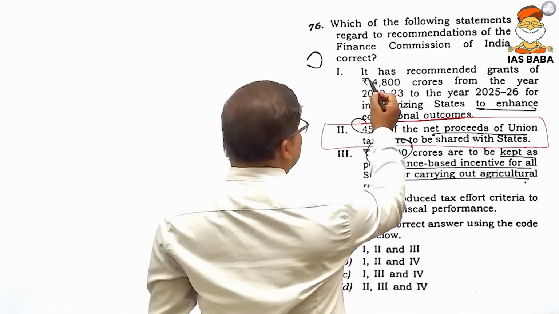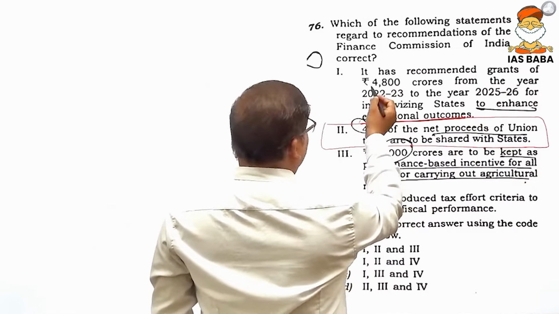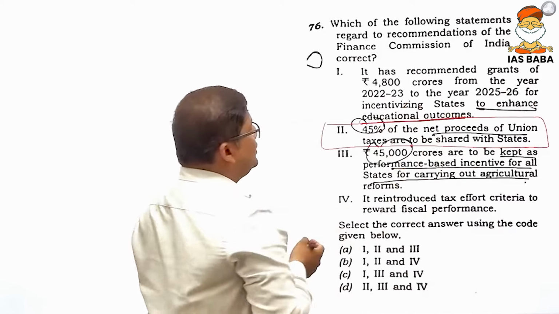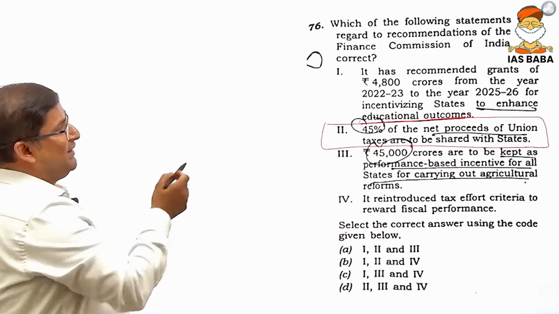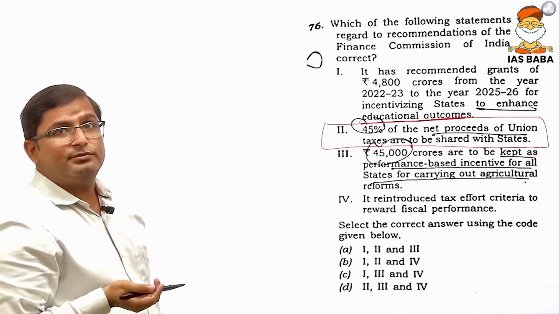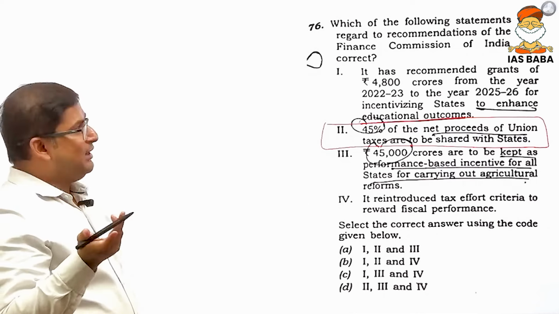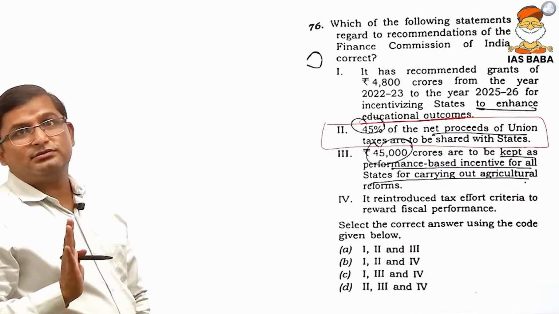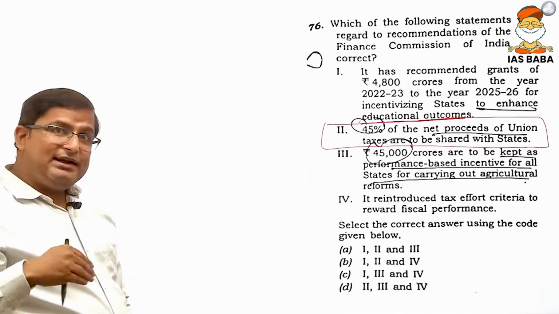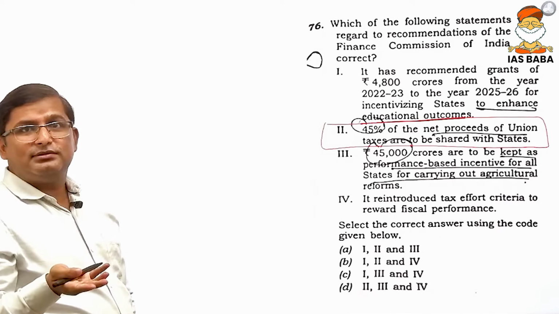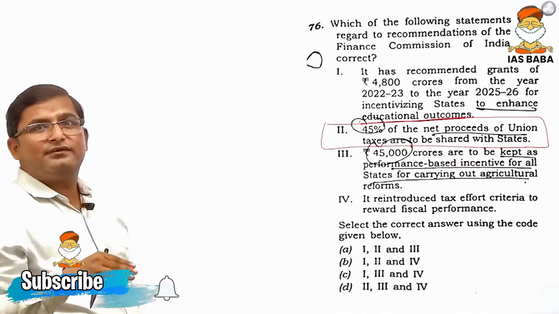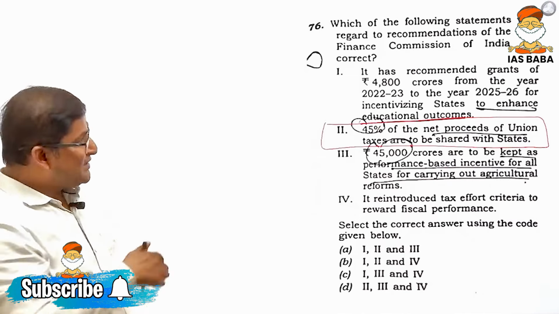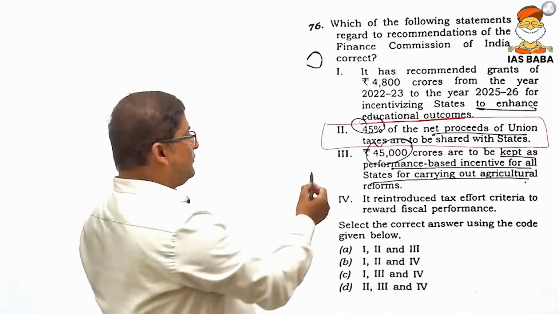First statement is, it has recommended grants of 4,800 crore from the year 2022-23 to the year 2025-26 for incentivizing states to enhance educational outcomes. Very honestly speaking, I am also not aware about this fact, and that is not a bad thing. You are not supposed to know all the facts to qualify UPSC prelims. But second statement is very common.